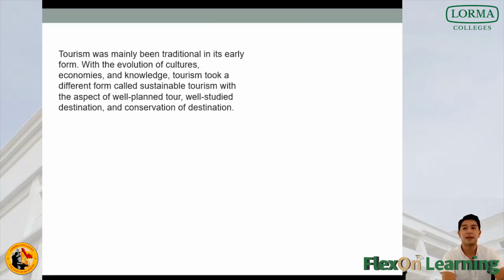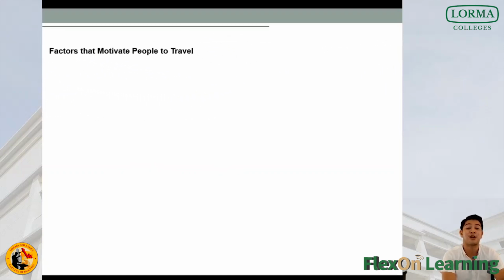Tourism was mainly traditional in its early form. With the evolution of culture, economies and knowledge, tourism took a different form called sustainable tourism, with the aspects of a well-planned tour, well-studied destination, and conservation of the destination.